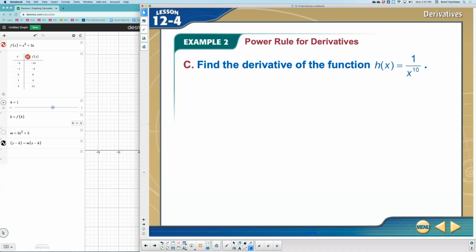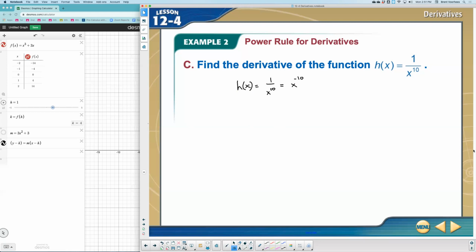Here's part C. It says h of x is equal to 1 over x to the 10th power. So again, another rule on powers for you to know is that if you have a variable with the power in the denominator, that's the same thing as just having a negative power. You could rewrite this as 1 times x to the negative 10th power. And so since it's 1x, you don't need the 1 there anymore, that coefficient, it's gone.